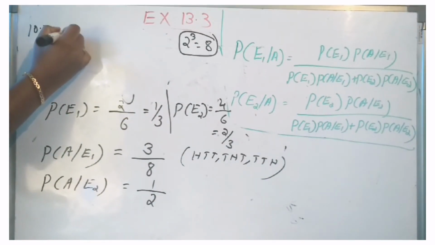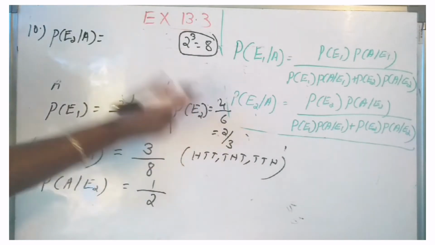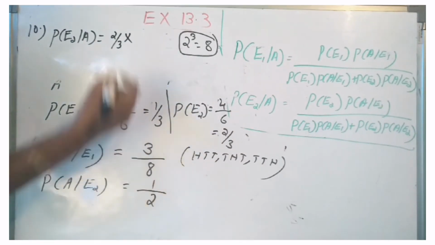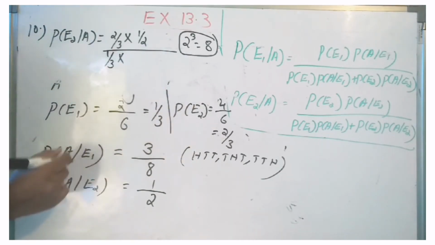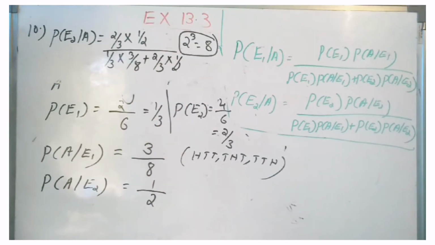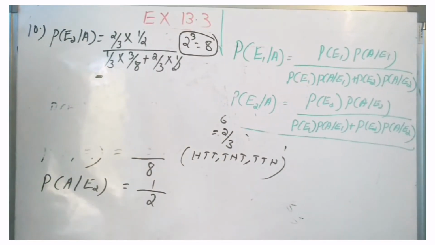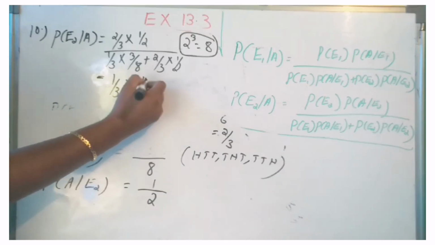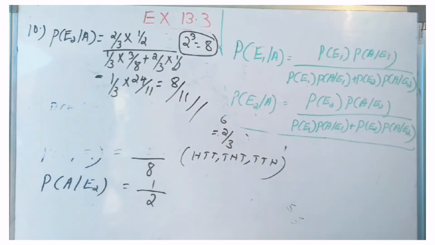So P of E2 given A is equal to P of E2, 2 by 3, into P of A given E2, 1 by 2, all divided by P of E1, 1 by 3, into P of A given E1, 3 by 8, plus 2 by 3 into 1 by 2. That is equal to 1 by 3 into 24 by 11 you will get, which is equal to 8 by 11.